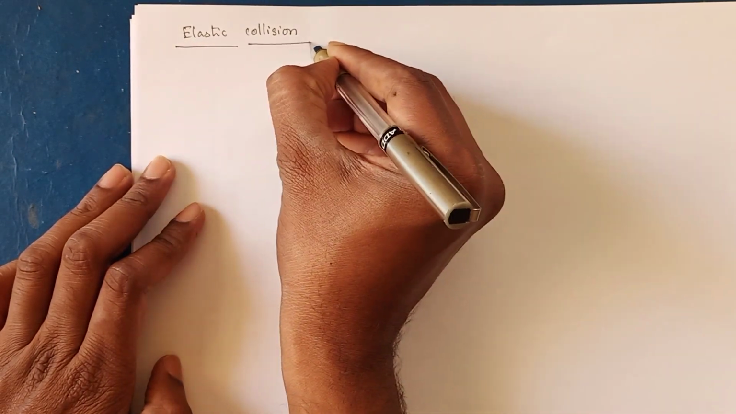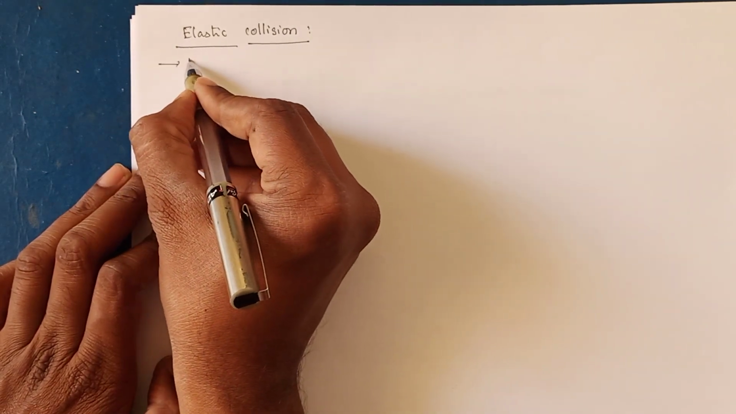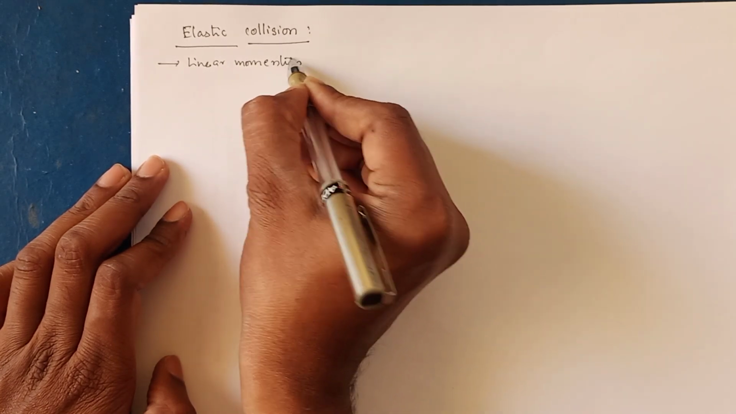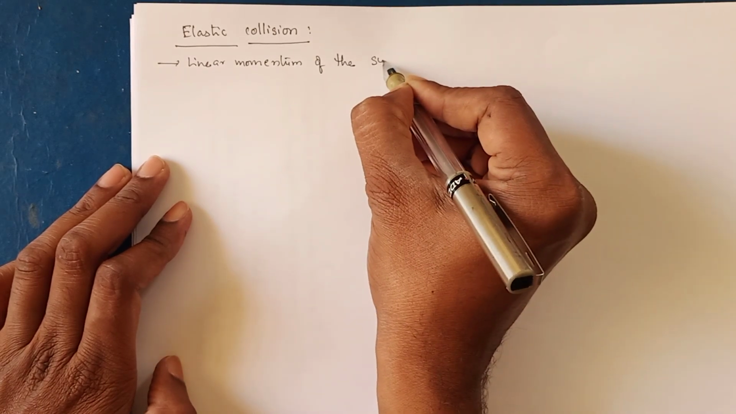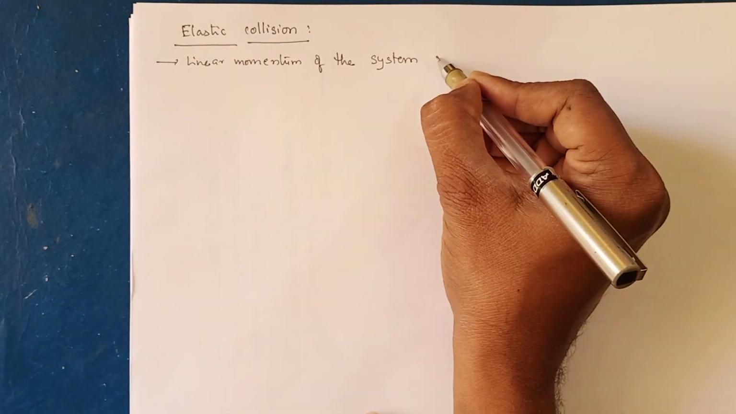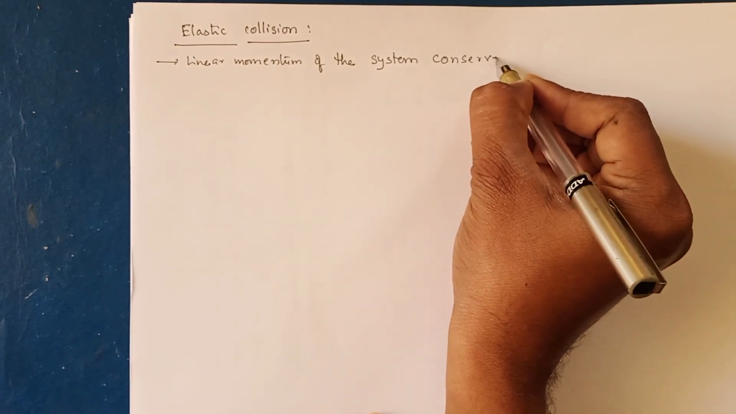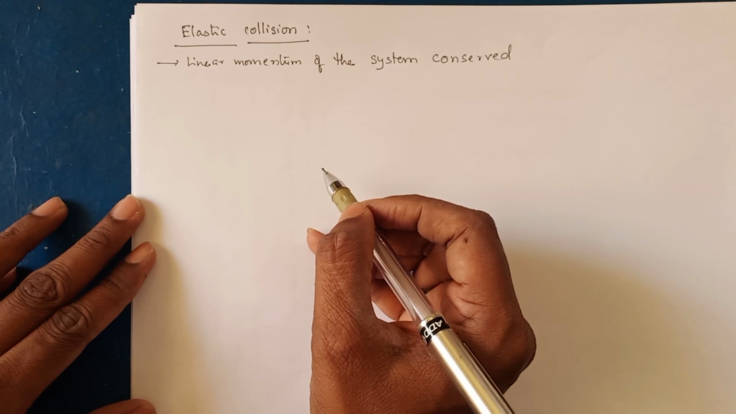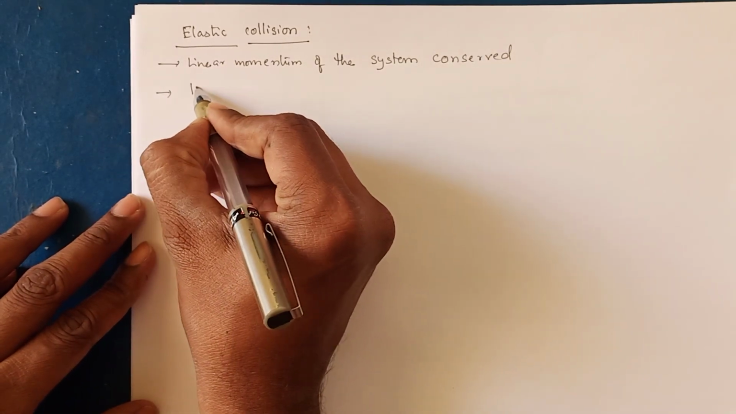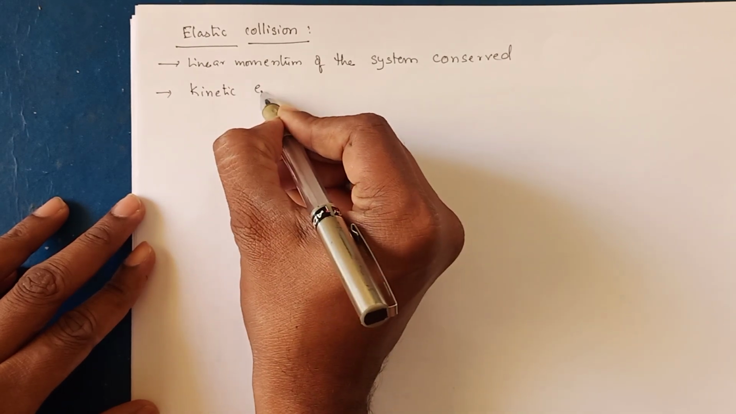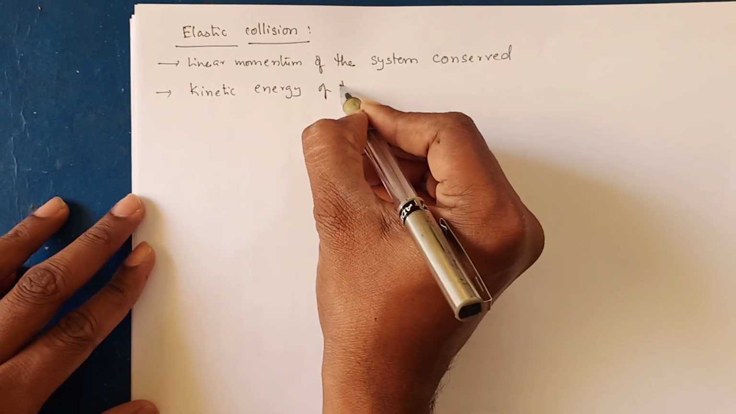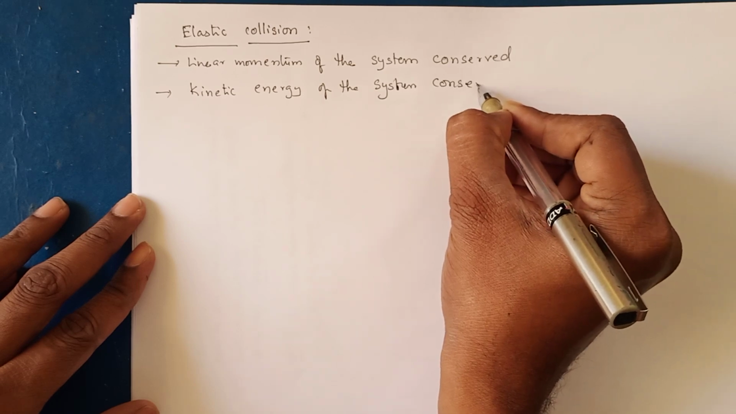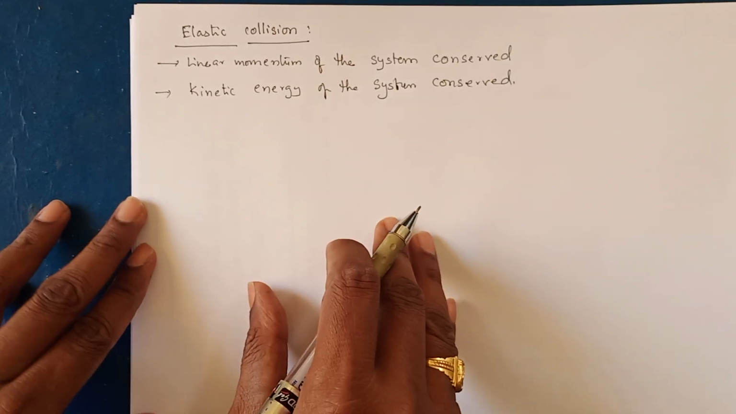In the last class we learned that elastic collision means, first, the linear momentum of the system is conserved, meaning before the collision and after the collision, the total linear momentum of the system remains the same, and the kinetic energy of the system is conserved. These are the two conditions for the elastic collision.